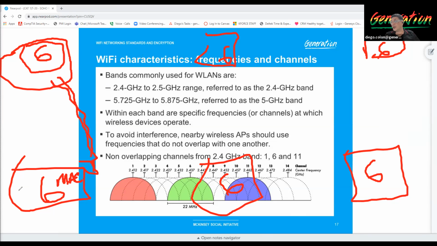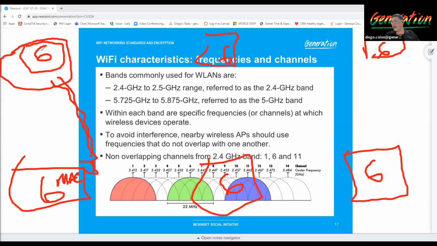My channel is still the same. Therefore, I do not need to look for a new MAC address as an access point or as a wireless device. Since I technically have not moved from this area and I have not lost my signal, there's no reason to go and start talking to another MAC address.